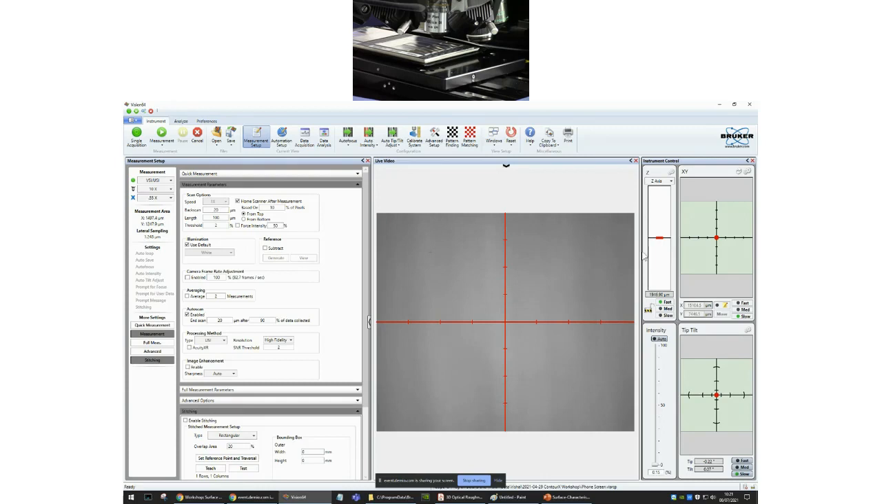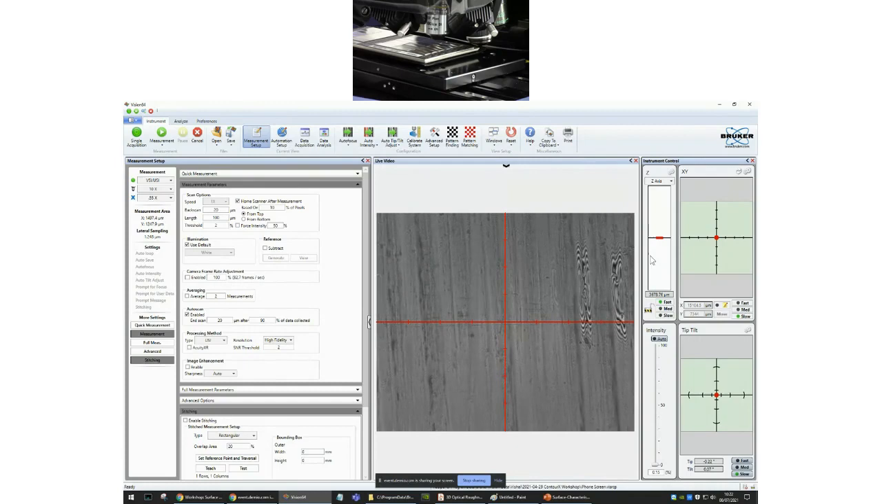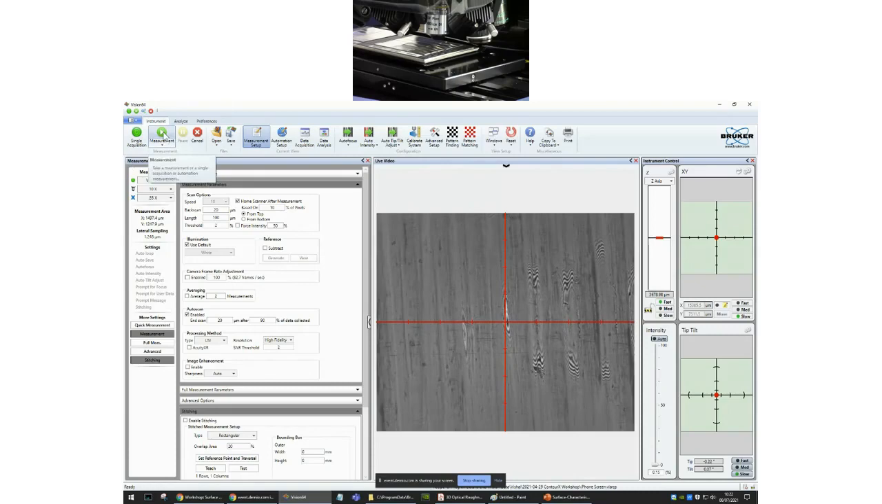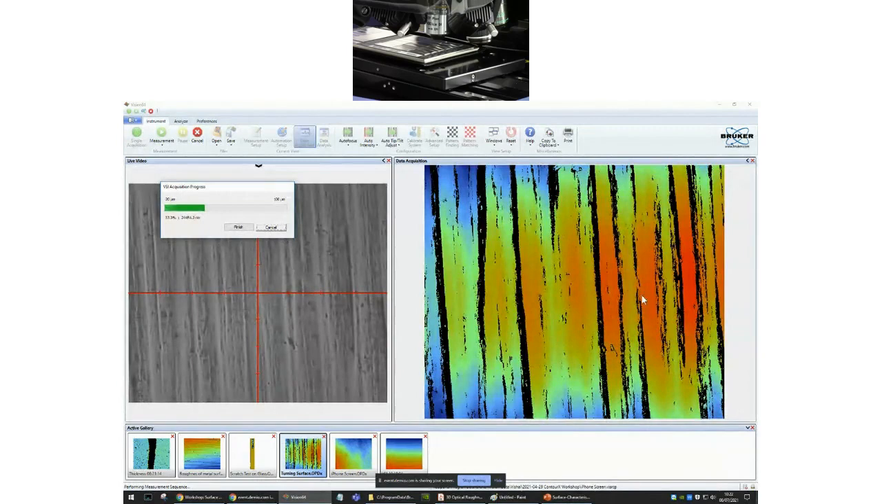So you see here, now the surface is coming into focus. And as we go down, you can actually see the fringes now appearing on the surface as well. So let's do a measurement here. If I click measure, I'm just going to use this measurement here. So now again, on the left, you see the fringes go past, the moiré fringes. On the right, you see the actual 3D surface being acquired here.